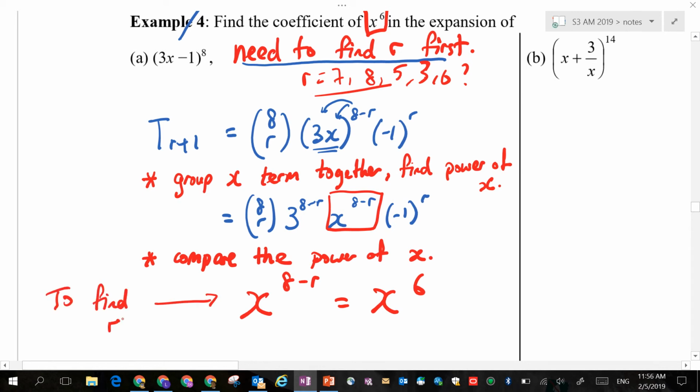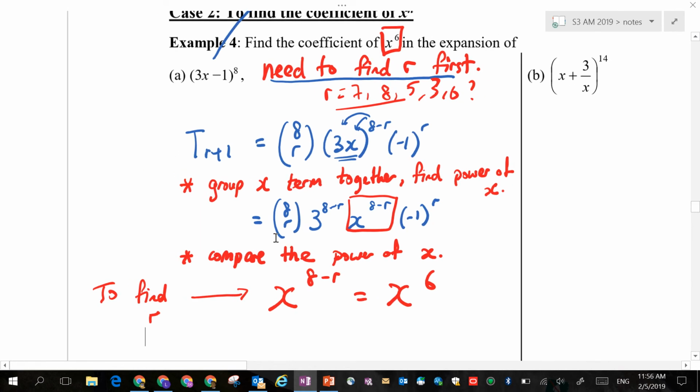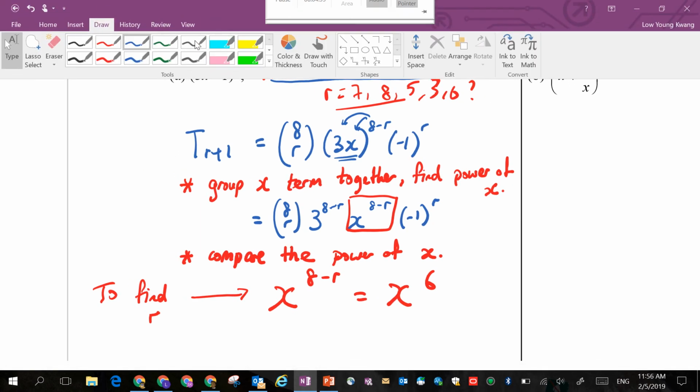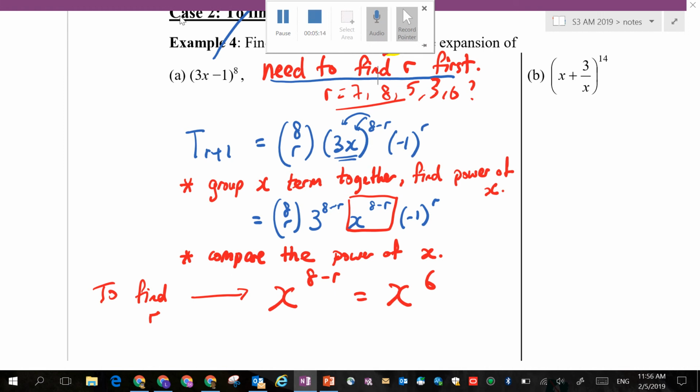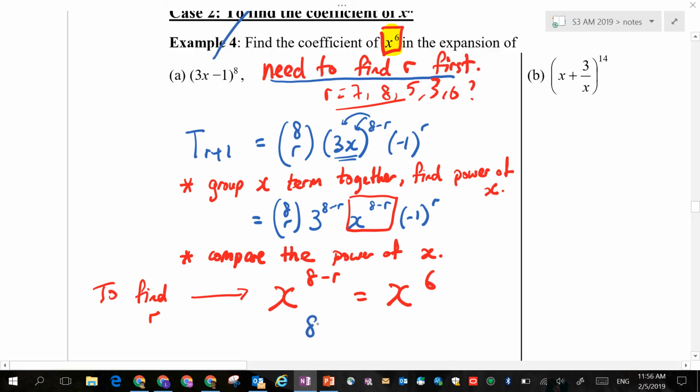Who is confused? Nobody. And Mingyuan, can you take out a highlighter and highlight the question? Find the coefficient of x power 6. So the next line is what Zahira predicted. It's just 8 minus r equals 6. R equals 2.